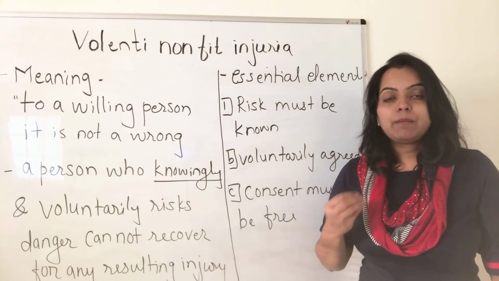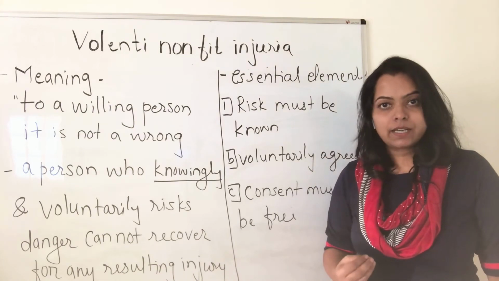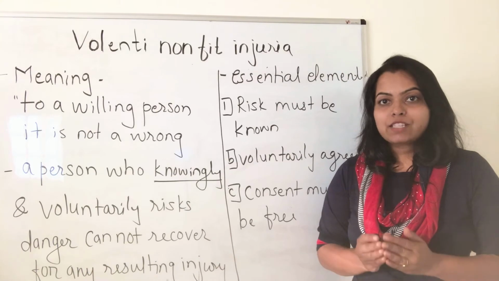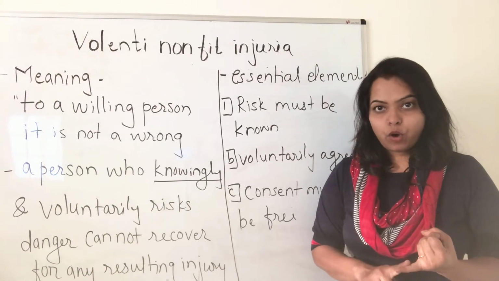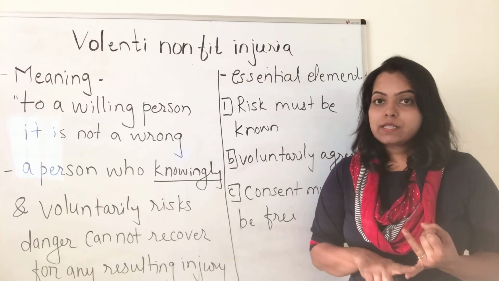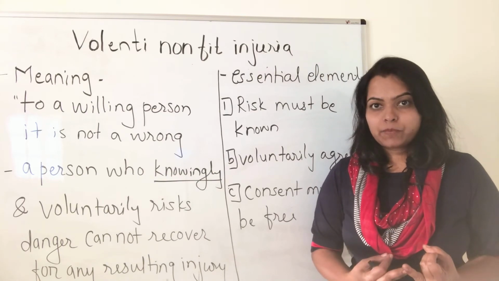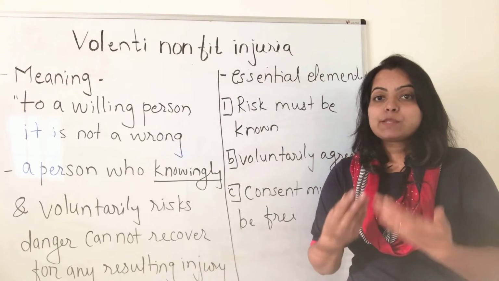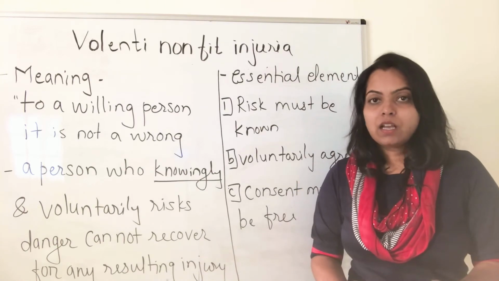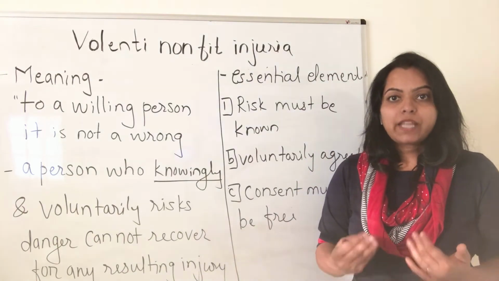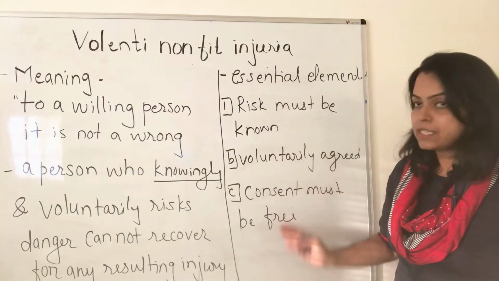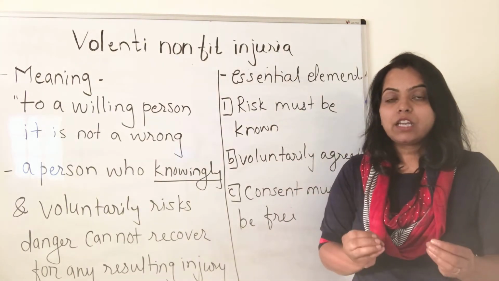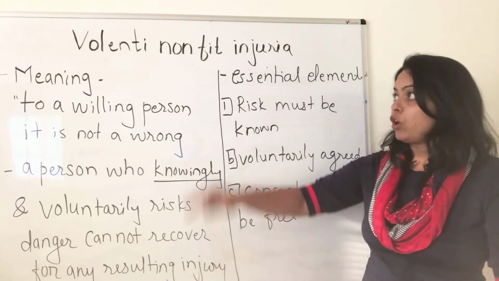So what are the elements which are necessary for free consent? Consent will be called free consent when there is no fraud and no consent to do an illegal act, and consent can be expressed or implied, by words spoken or by doing some act. Consent can be taken. So these are the essential conditions which are necessary to constitute the maxim volenti non-fit injuria.